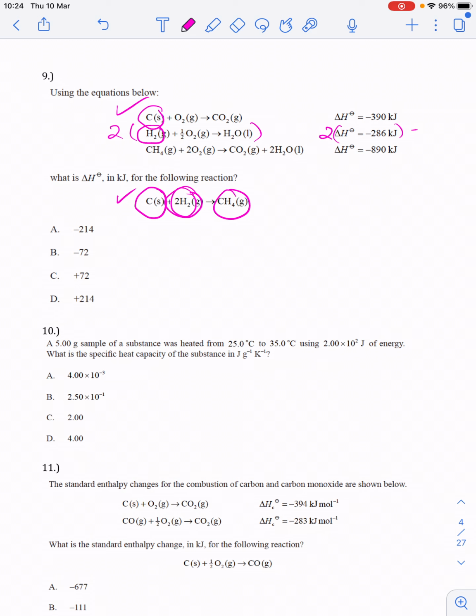That gives me minus 572, I think. Yep. Okay, and here CH4 is on the right-hand side. That means here I need to reverse this equation, so that becomes positive 890. Then through a little bit of math, I get minus 962, and I get positive 890, and the difference is minus 72.